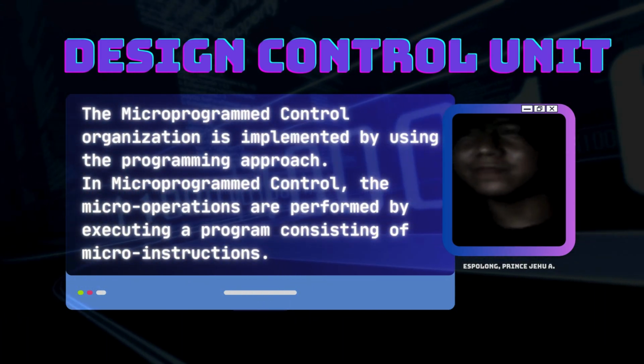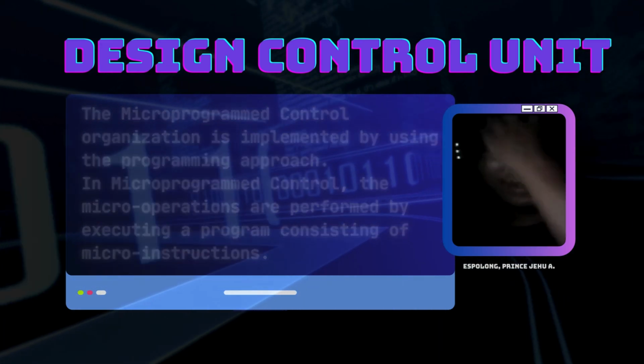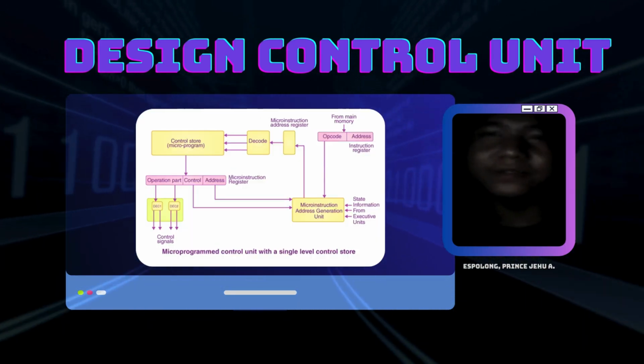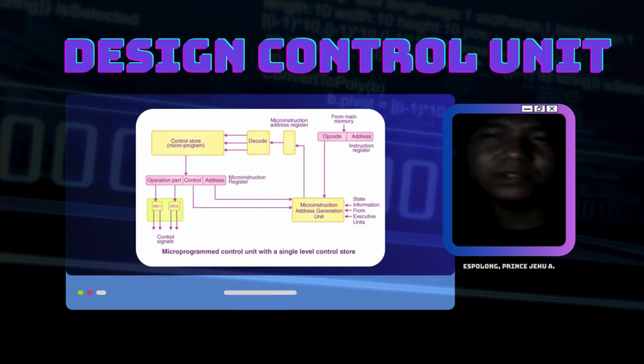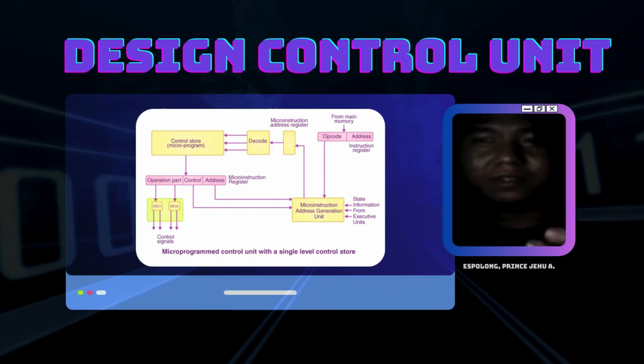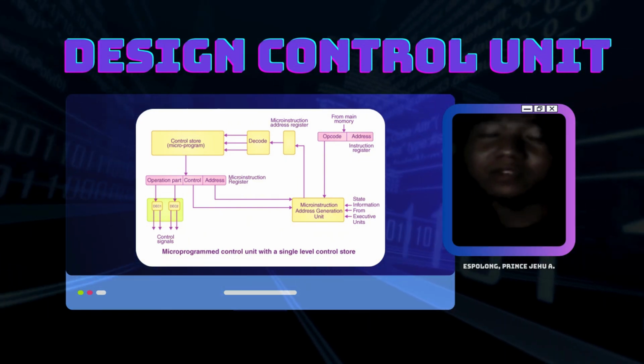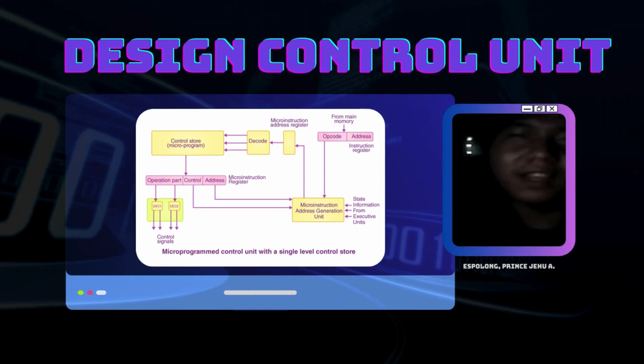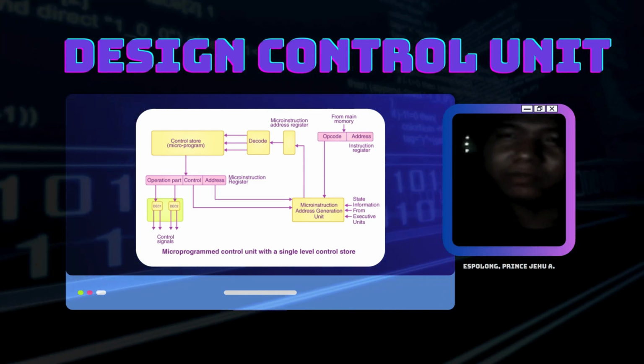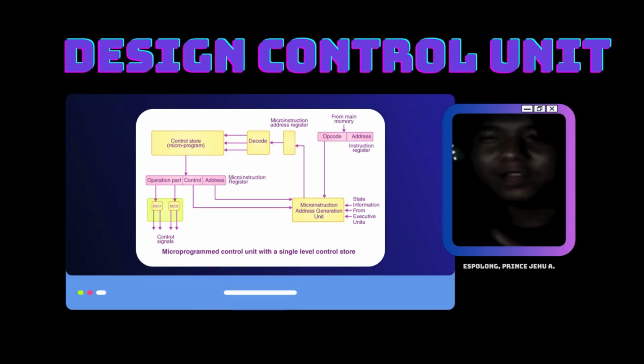Magpapakita rin ako ng example at ito yon. Ito ang microprogram control unit function, ibig sabihin, ito yung nagpapakita ng control memory and command. Ibig sabihin kung saan mo siya inilagay, doon yung ipoprogram niya. Yun yung lalabas sa kanya.